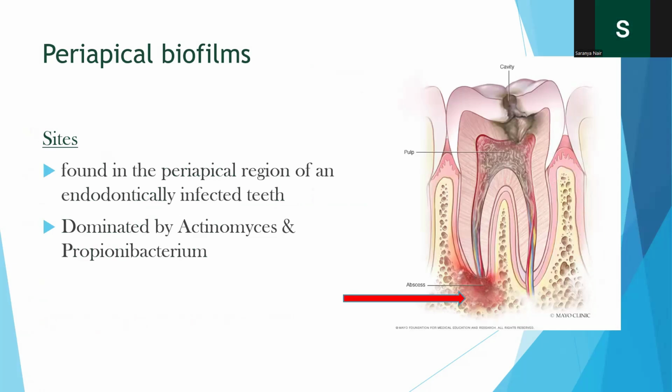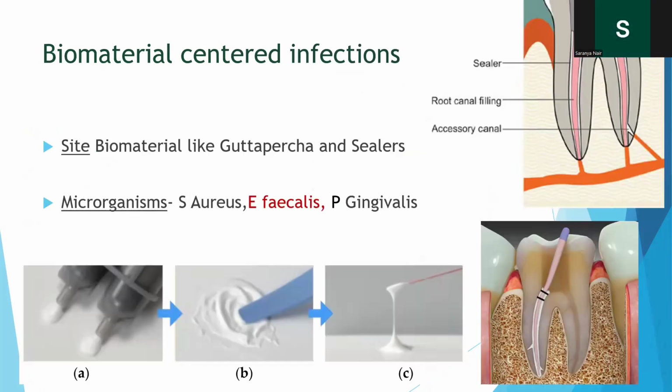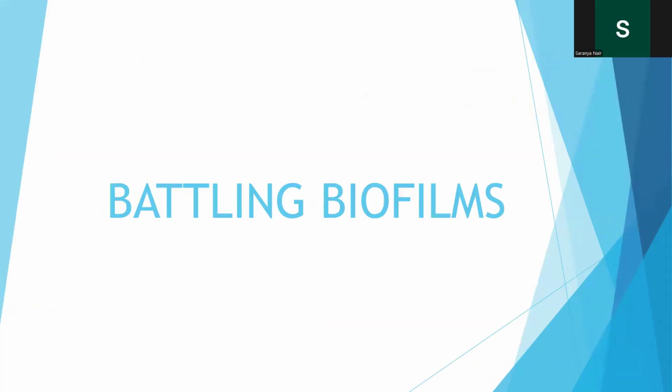Periapical biofilms are mostly present in the periapical region of endodontically infected teeth. They are dominated by the presence of Actinomyces and Propionibacterium. Biomaterial centered infections are the biofilm surrounding the gutta percha and sealer. The microorganisms basically present in a biomaterial centered infection are Staphylococcus aureus, E. faecalis, and P. gingivalis.